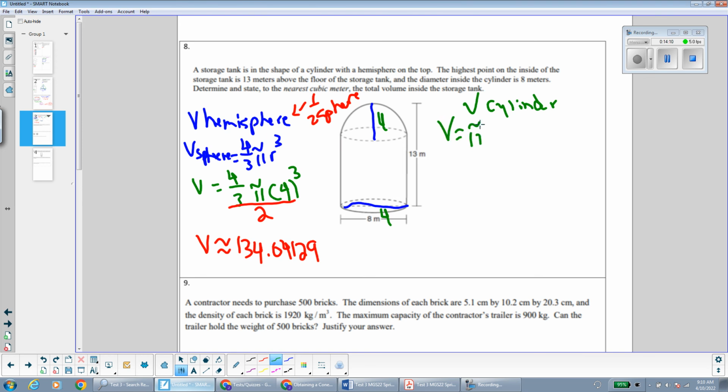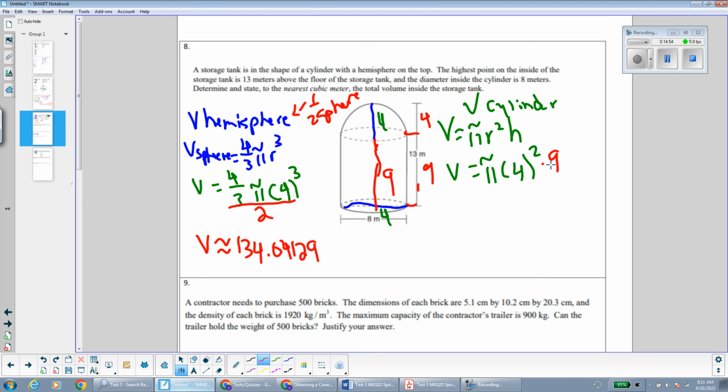Volume of any cylinder is pi r squared times height. So the radius, as we spoke about, is 4. And the height of the entire water tank is 13, but that's from the top of the hemisphere down to the bottom of the cylinder. We just need the height of the cylinder. So since the radius was 4, all we need to do is take away that 4 from the total 13, and we're left with 9 for the height of the cylinder. So from here to here, the height is 9, and 9 plus 4 makes the total 13 of the entire water tank. So we're going to times that by 9.